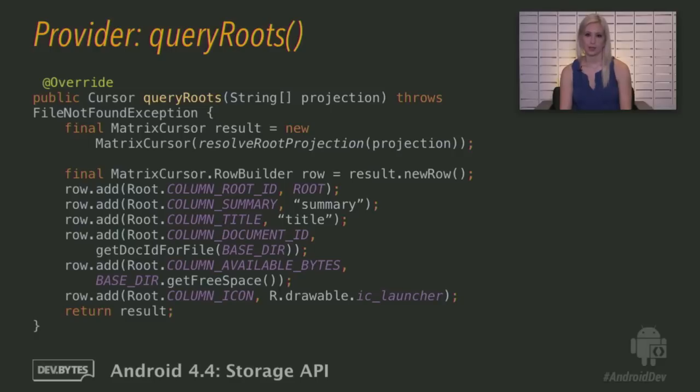The one thing that's not given here is get document ID for file. Your implementation is going to depend on how you structure your file storage. What's important is that every file, including directories, have exactly one unique ID. Other apps might hold on to this ID, and it's an explicit part of the contract that it won't change.